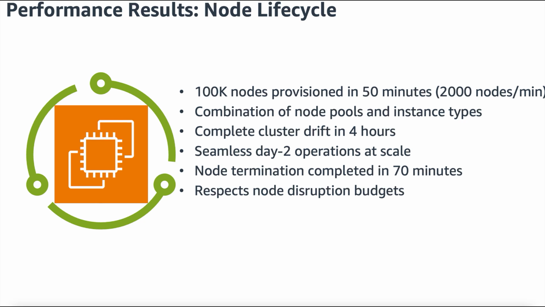Finally, we validated scale-down operations by terminating all 100,000 nodes, which Karpenter completed in 70 minutes. These results demonstrate that the fundamental node lifecycle operations, provisioning, updating, and terminating, all work reliably and efficiently at 100,000 node scale.